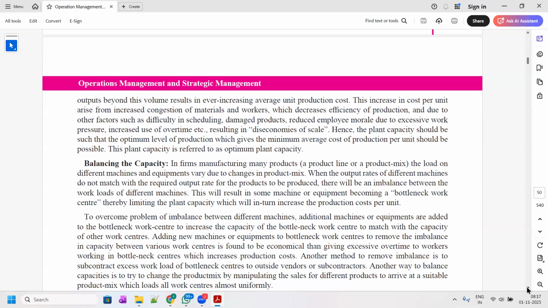Next thing you need to understand is that when we are producing, and if that production goes beyond a certain level, the cost per unit increases because of issues like congestion of material, scheduling problems, damaged product, lower worker morale, and overtime. These problems are called diseconomies of scale. So every plant should aim for a production level that can give them the lowest possible average cost per unit, which is known as the optimum plant capacity. You're getting it, right?